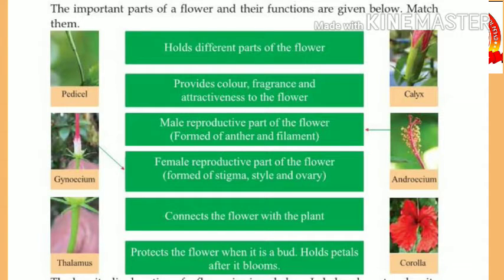Children, once more look at the parts and functions of flowers. The first one is the pedicel. It connects the flower with the plant. Second one, thalamus. It holds different parts of the flower. The next one is the calyx, which protects the flower when it is a bud and holds petals after it blooms. Then the next one is the corolla. It provides color, fragrance and attractiveness to the flower. The next one is androecium, which is the male reproductive part of the flower. And the last one is the gynoecium, which is the female reproductive part of the flower.